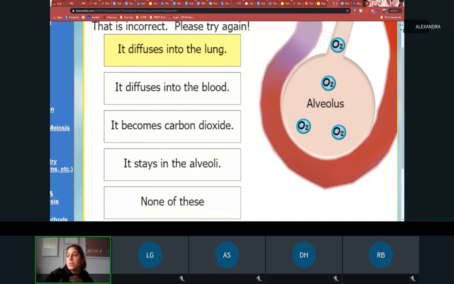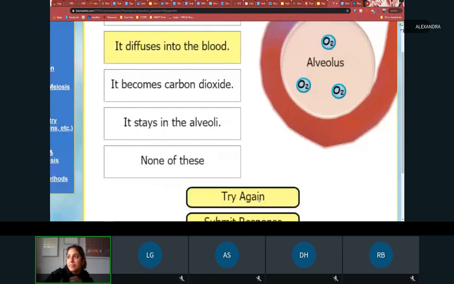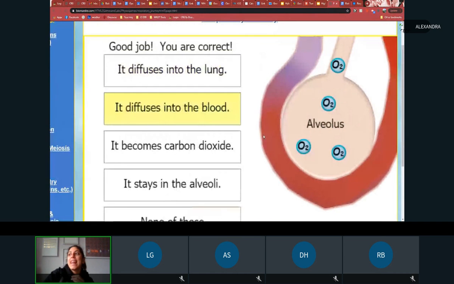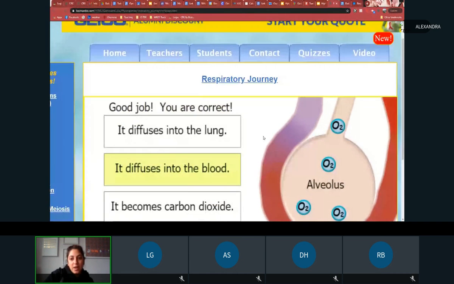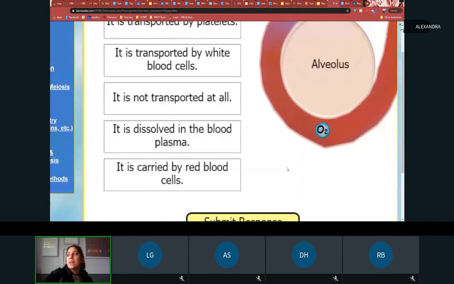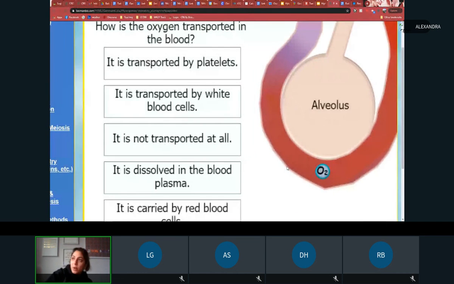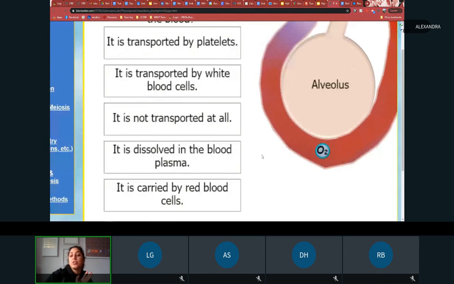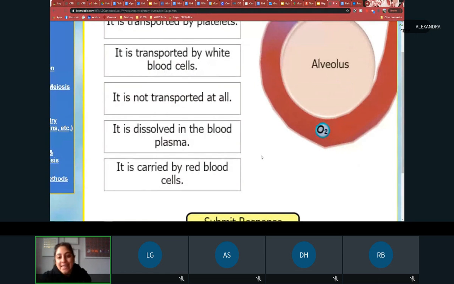Okay, so it diffuses into the blood, and that's what we want to remember, right? We want to remember that it goes into the blood cells. Good. Okay, so now that the oxygen is transported in the blood, then what happens? It is transported by platelets. It's transported by white blood cells. It's not transported at all. It dissolves in the blood plasma, or it is carried by red blood cells. What is the correct answer?